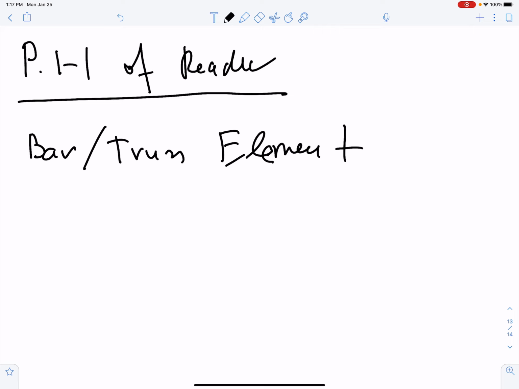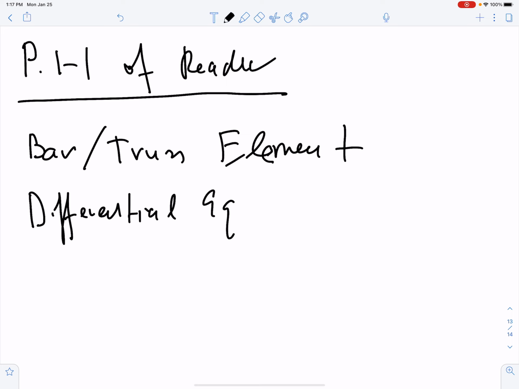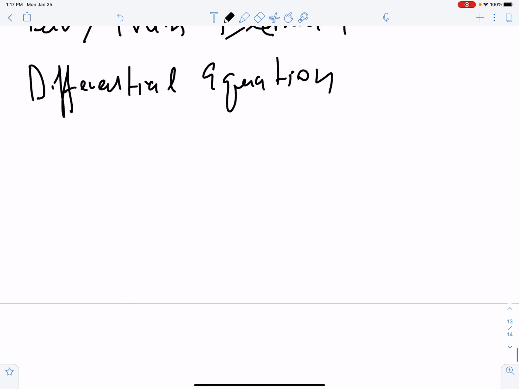Okay, and what we'll do is we'll take the differential equation approach. Okay, so I'll show you what the underlying differential equation is, what the unknowns are, what the boundary conditions are, and then we'll build this up from basic definitions, all the way to what the structural element looks like in practice. Okay.